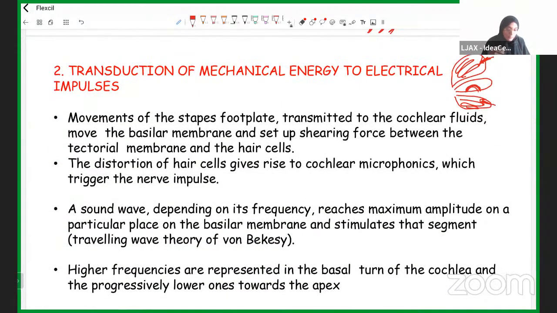And a sound wave, depending upon the frequency, reaches the maximum amplitude at a particular place on the basilar membrane and stimulates that segment. Here, what actually happens is that it depends upon the frequency of the sound which part of the basilar membrane is stimulated. This is known as the traveling wave theory of von Békésy, which says that a specific part of the basilar membrane is stimulated by a specific frequency. Higher frequencies are represented in the basal turn of the cochlea and progressively lower ones towards the apex.